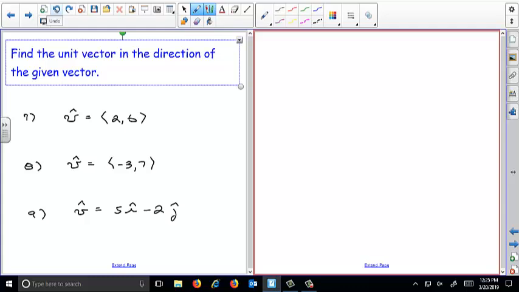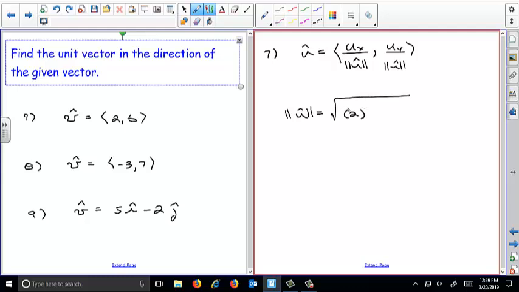Okay, next one, find the unit vector in the direction of the given vector. So all you have to do for that, and we'll call the unit vector u. That's why I called everything here v. So we'll call u the unit vector, and the unit vector is going to be equal to the x component of the u vector divided by the magnitude of the u vector, and then comma the y component of the u vector divided by the magnitude of the u vector. So all we need to do is find the magnitude of u, and that's equal to the square root of 2 squared plus 6 squared. So that's 36 plus 4, square root of 40. That's 2 times the square root of 10.